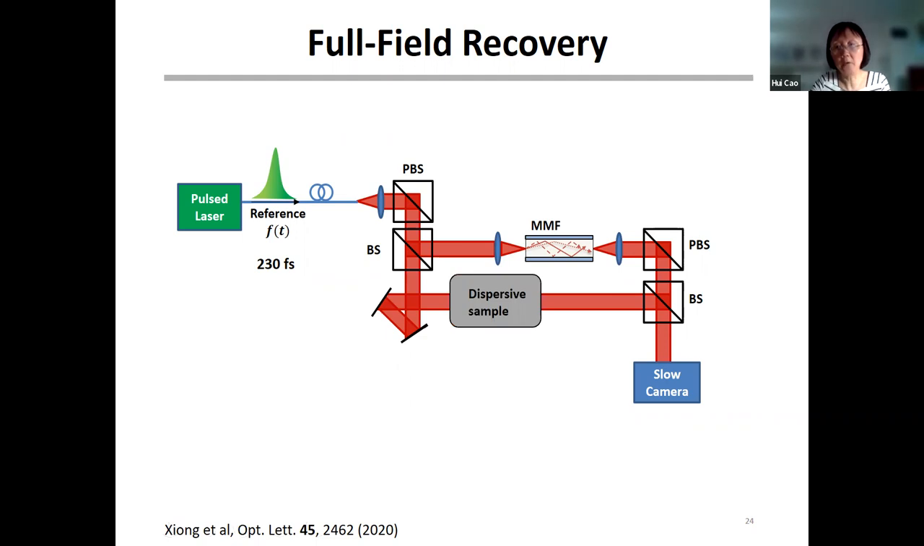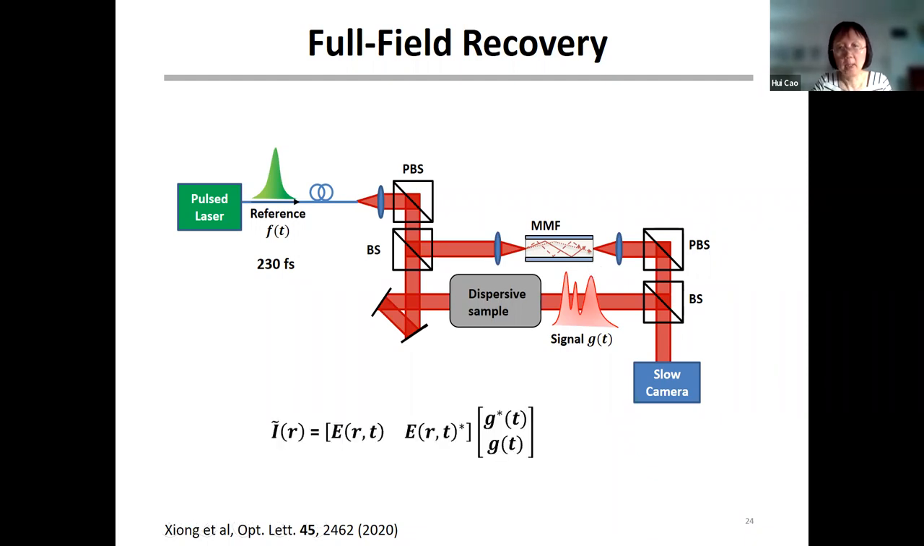After we do this, we put in some dispersive samples and measure the transmitted signals, and then we can use this to probe this unknown signal, this G of t that is transmitted or reflected from the sample. Because this signal is still coherent with the output from the fiber, we can still use this interference effect to recover it. The first step, as I said, is how we recover it, using a linear matrix inversion.